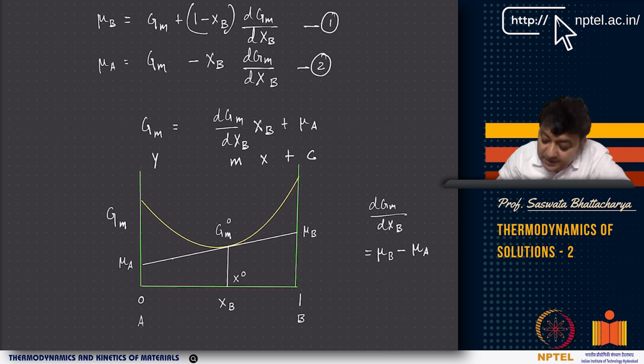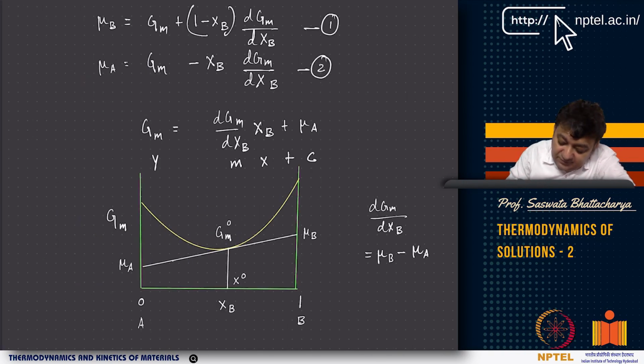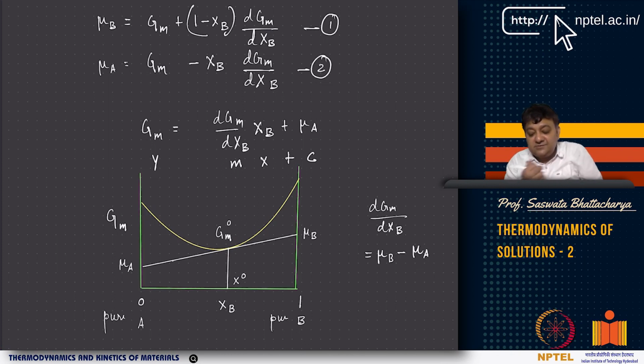And if you want to derive the same relation, you can also think of the points as coordinates. So you have this point. What is this point? This is mu a. So y is mu a and x is 0, that is xb equals 0. That means this is pure a, and this point is pure b. Pure b means xb equals 1, and pure a means xb equals 0. So xb is increasing from 0 to 1 this way.